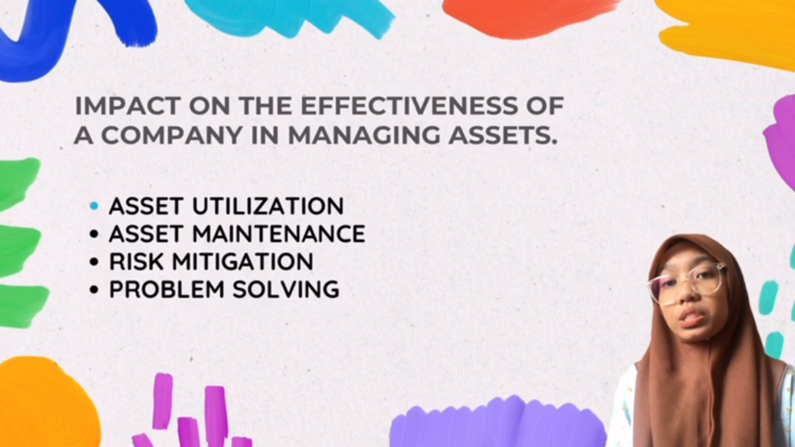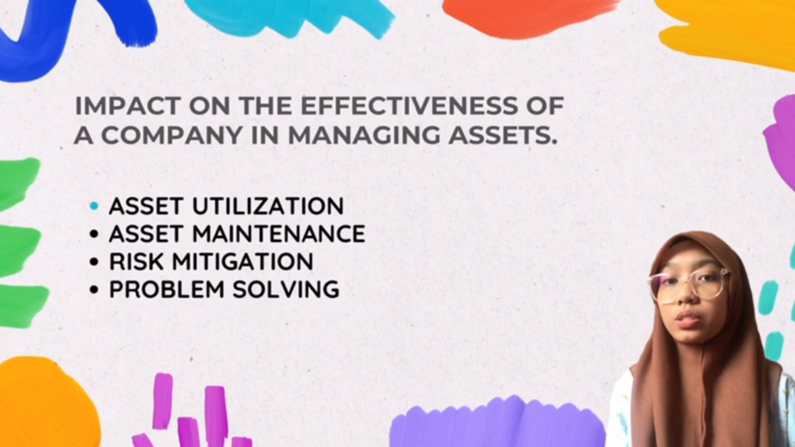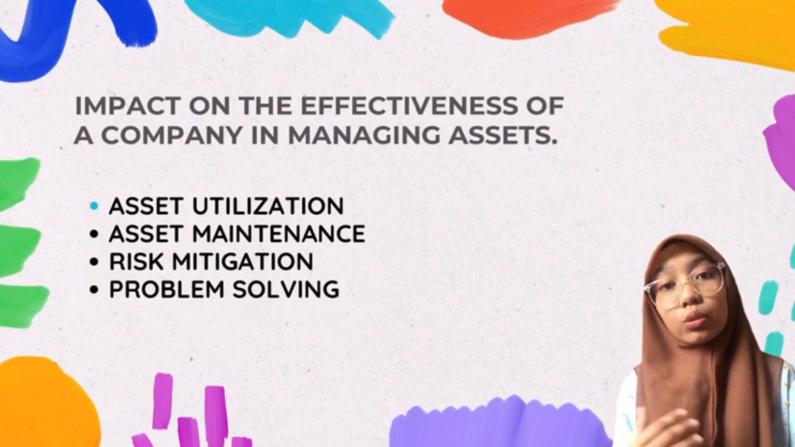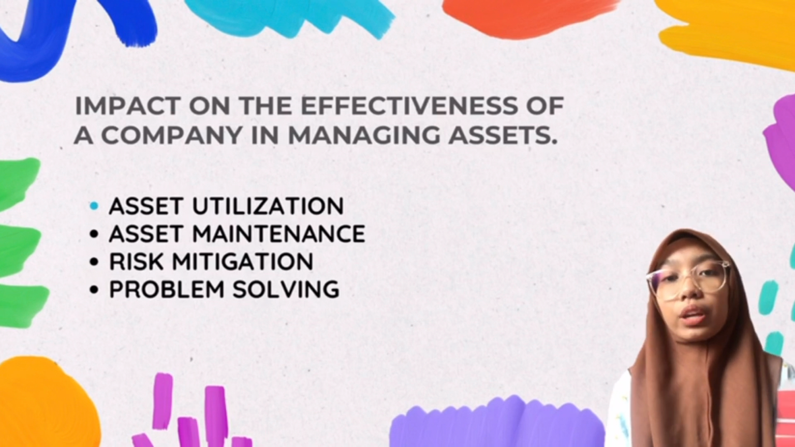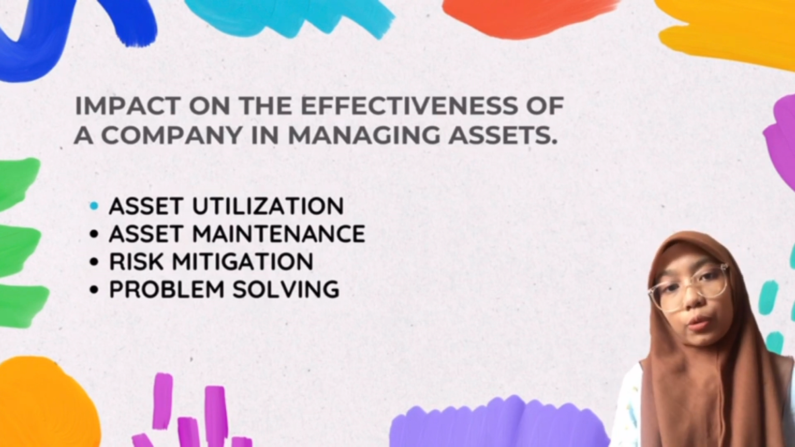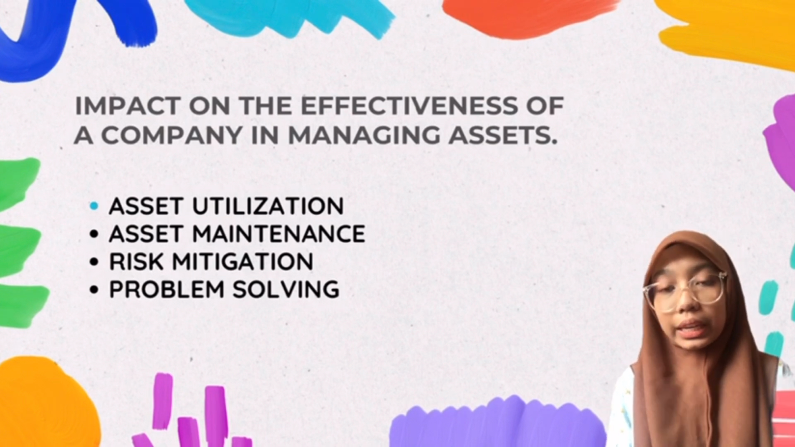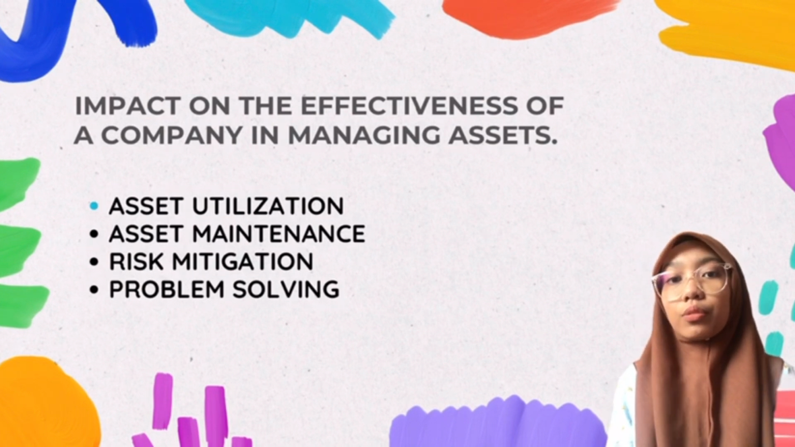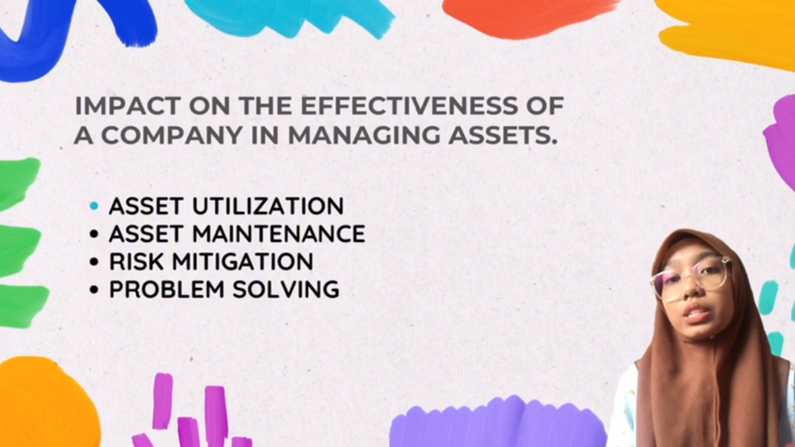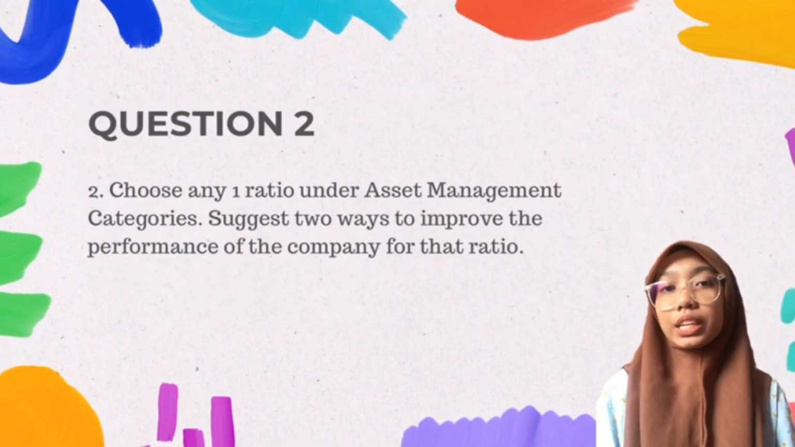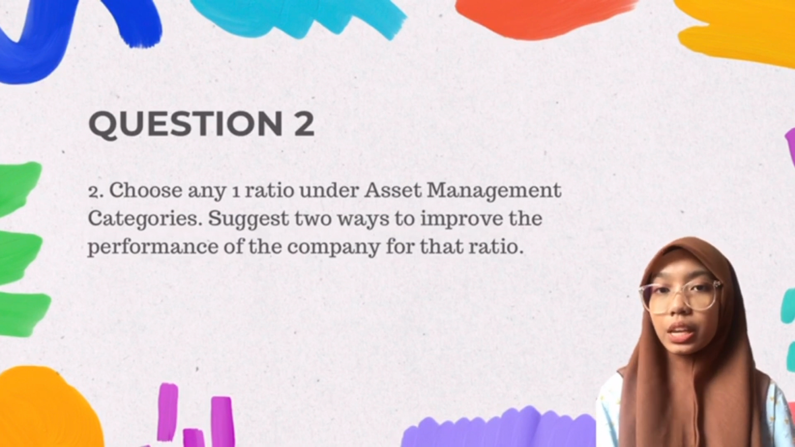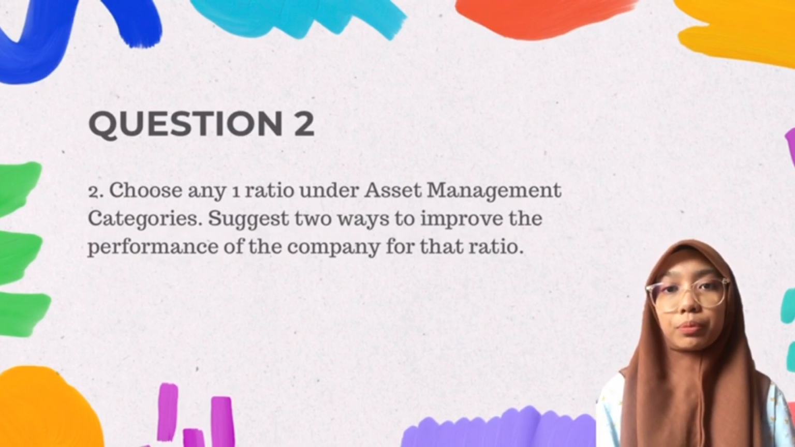So employees with the right skills can spot potential risks and dangers related to asset management. Fourth is problem solving, which is employees with the necessary knowledge and training can deal with the issues involved in the assets. For the second question, choose any one ratio under asset management categories. Suggest two ways to improve the performance of the company for that ratio.